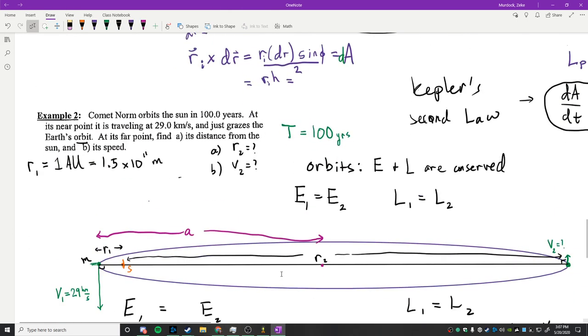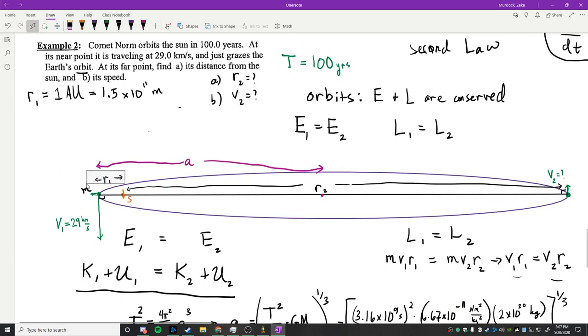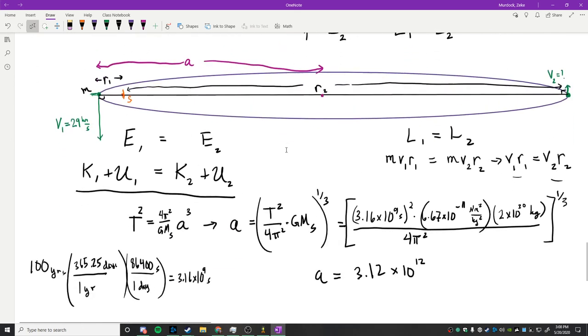But let's think about what we were trying to do here. What were we trying to solve for? We were trying to solve for R2 and V2, right? And we knew the value of R1, and now we know the value of a. Can we use R1 and a to find something else now? Can we solve for, for example, this? What is R2 equal to? We've got a down there. Oh, it has units too, right?